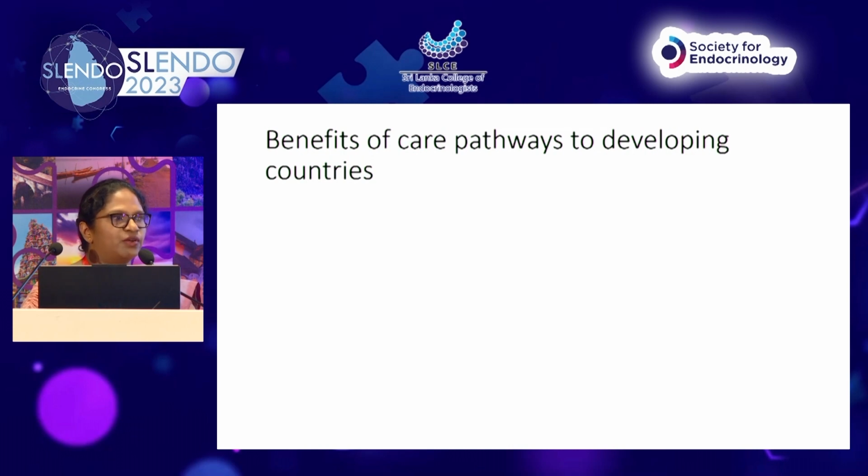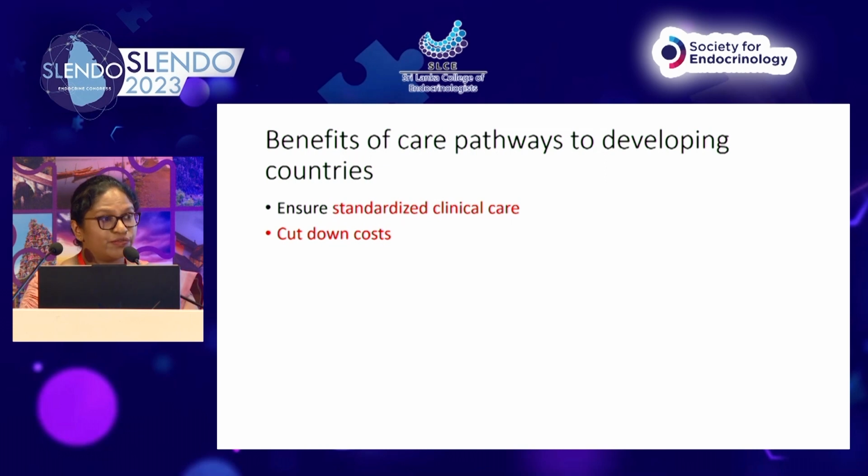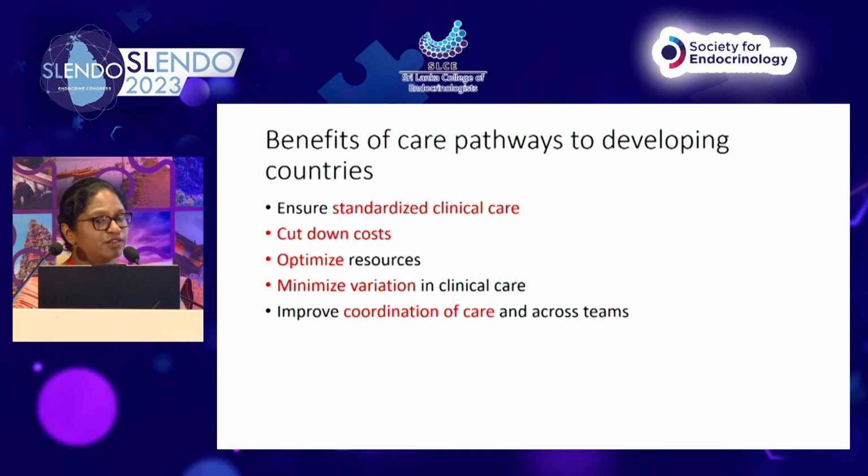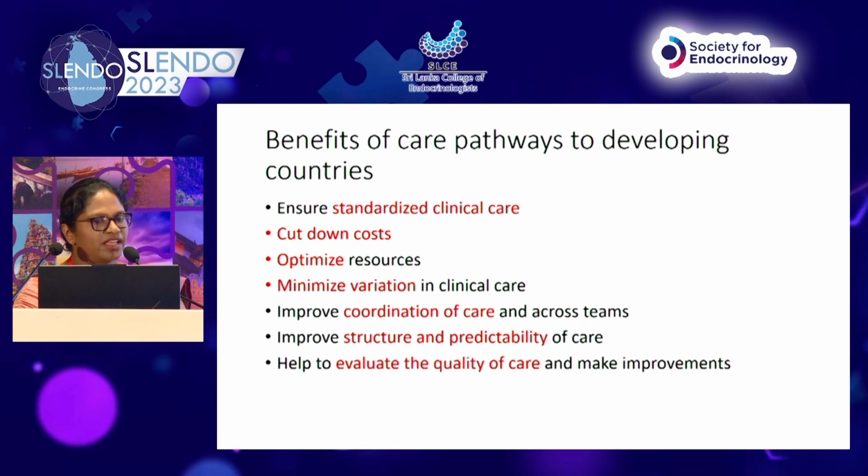So we are the people who will get the best benefits of care pathways. Since this is standardized clinical care, and since there's uniformity, they will cut down costs, optimize resources and minimize variation in clinical care. They improve coordination of care across the teams, because this is multidisciplinary team input, improve structure and predictability of care, and help to evaluate quality of care and make improvements.